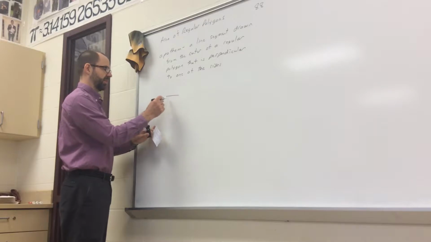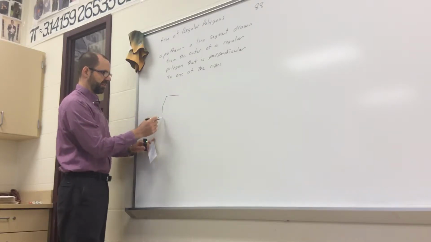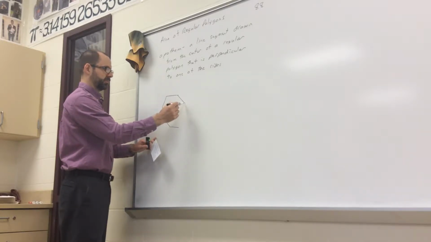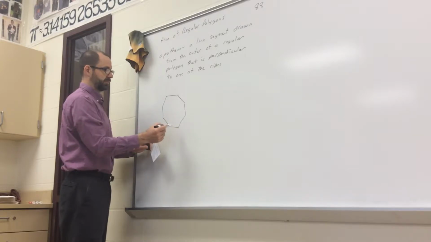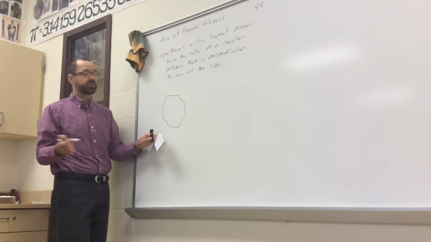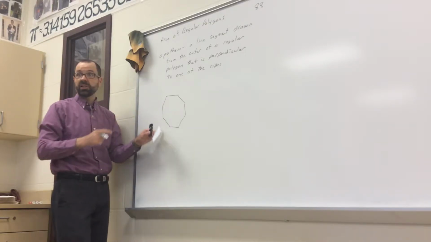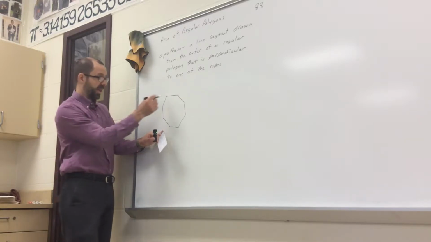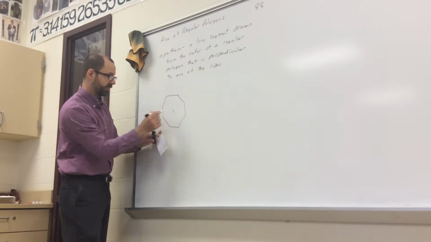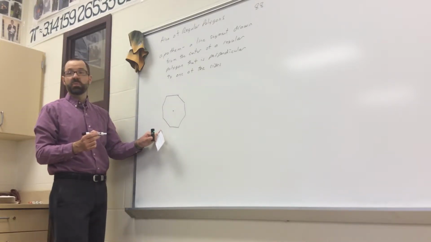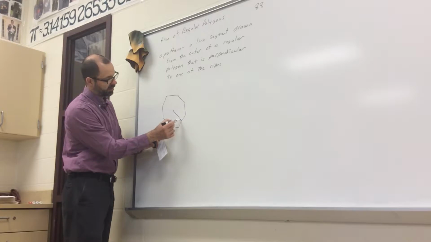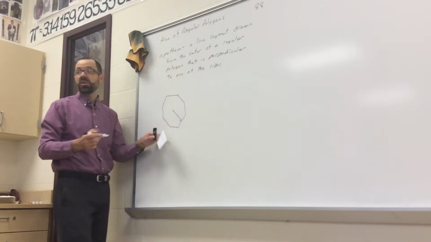So I'm going to draw a regular polygon. At least I'm going to try to make all the sides look the same length. That's not terrible. This is a regular octagon, and all the angles are the same as well. Okay, so the apothem goes from the center and it's perpendicular to one of the sides. So maybe this way. That line segment, that's called the apothem.